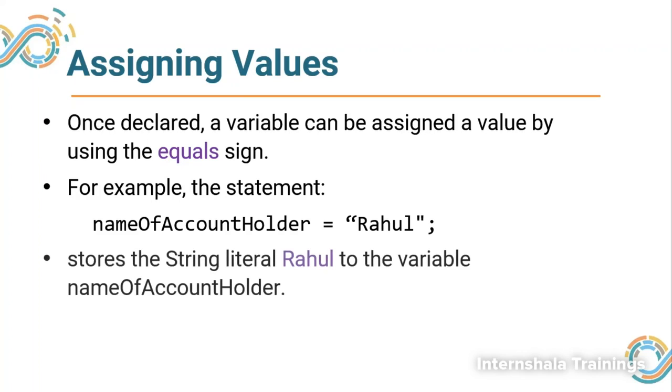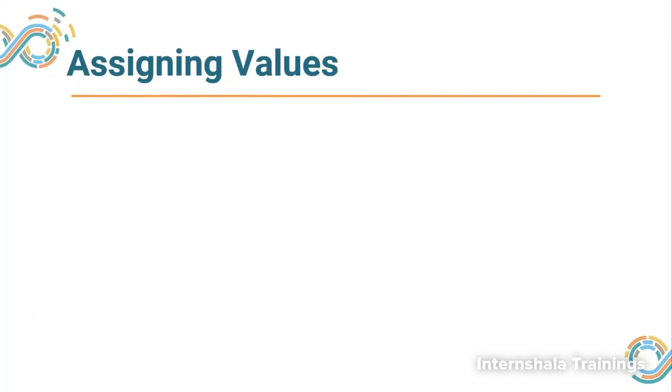Fine. So here we are storing a string whose value is Rahul in a variable, and the name of the variable is nameOfAccountHolder. So these are two different things you should be very clear about. String is a fixed value which can be stored in a variable. Okay, and the same variable can have a different value at some other point of time in the same program.